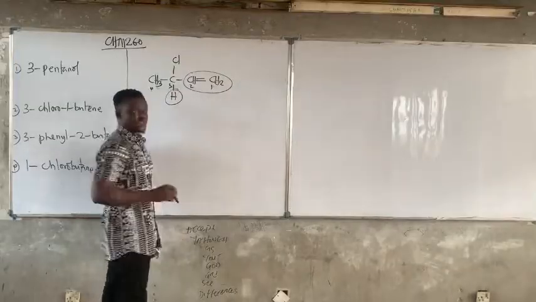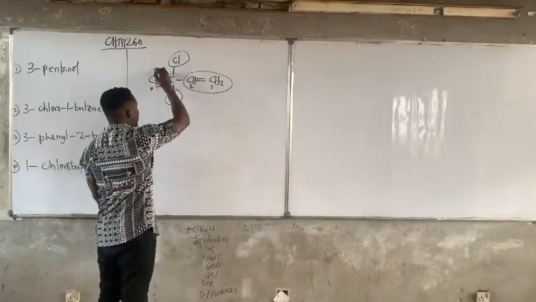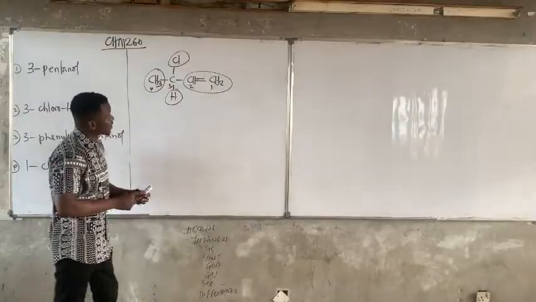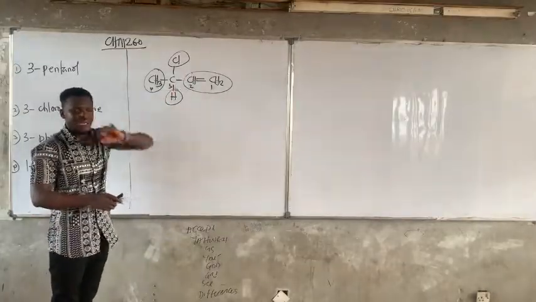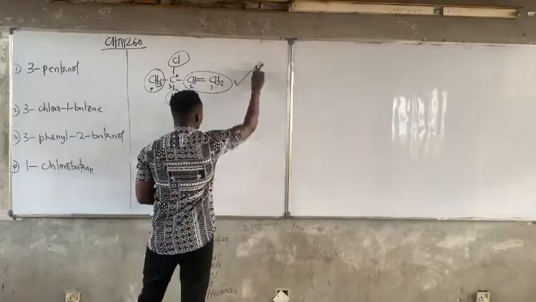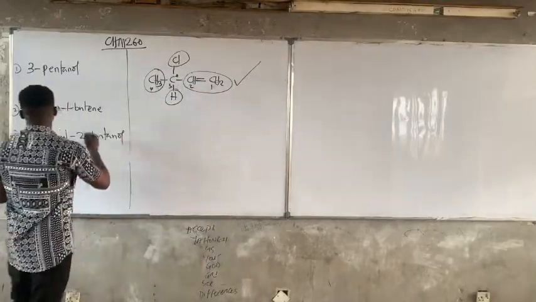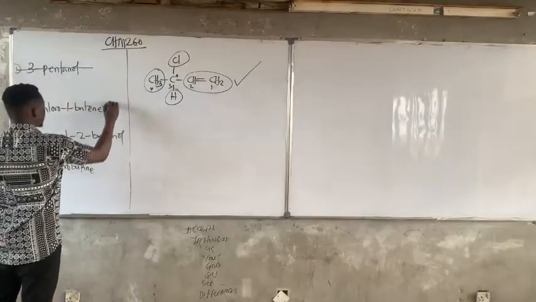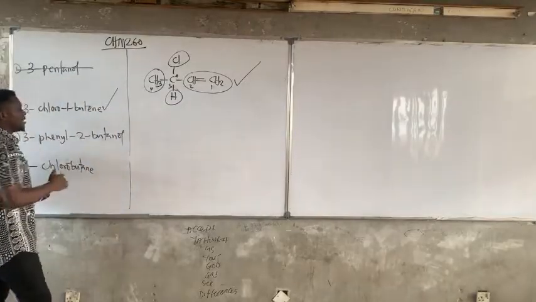This is seen as another substituent. This is seen as another substituent. This is seen as another substituent. So if you take a careful look at these 4 substituents, they are all different. So therefore, carbon 3 is a chiral carbon. So therefore, this guy contains a chiral carbon. So let's look at the next one.